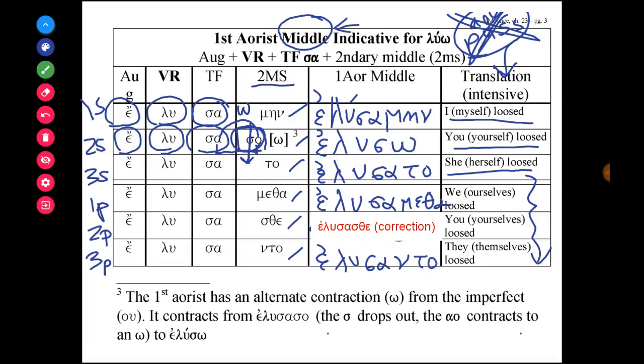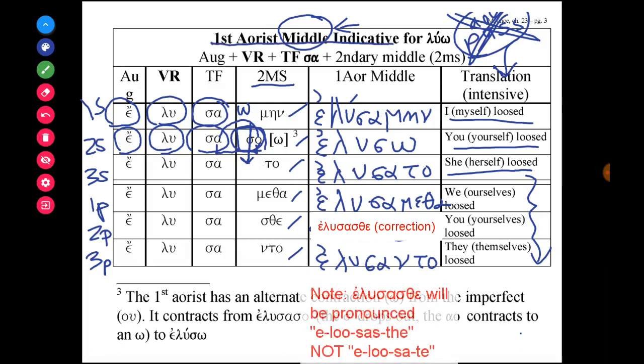So let's say the first aorist middle indicative forms all together. Ready? 1, 2, 3. Elusamen, eluso, elusato, elusametha, elusasthe, elusanto. Let's say that again. Elusamen, eluso, elusato, elusametha, elusasthe, elusanto.